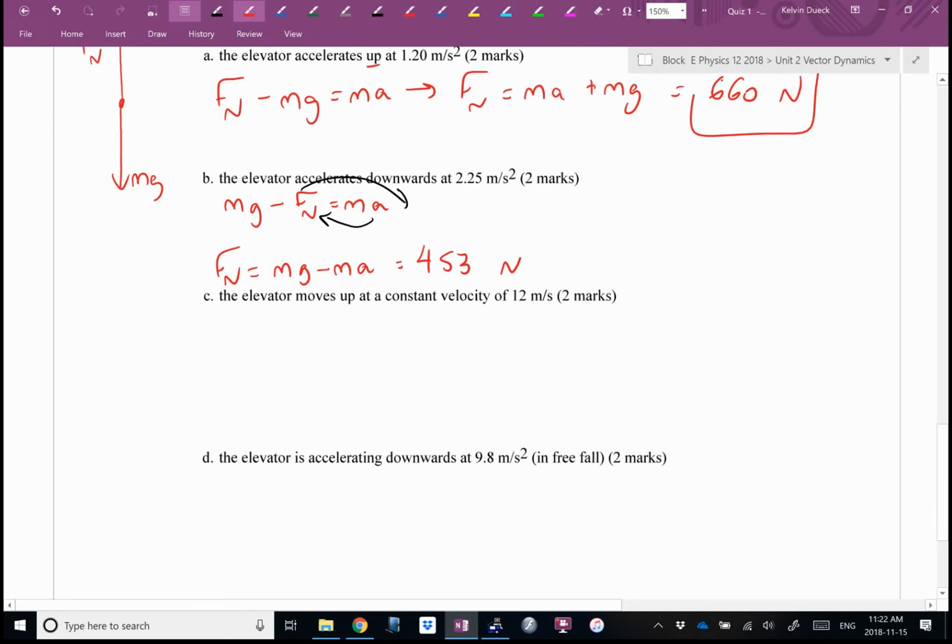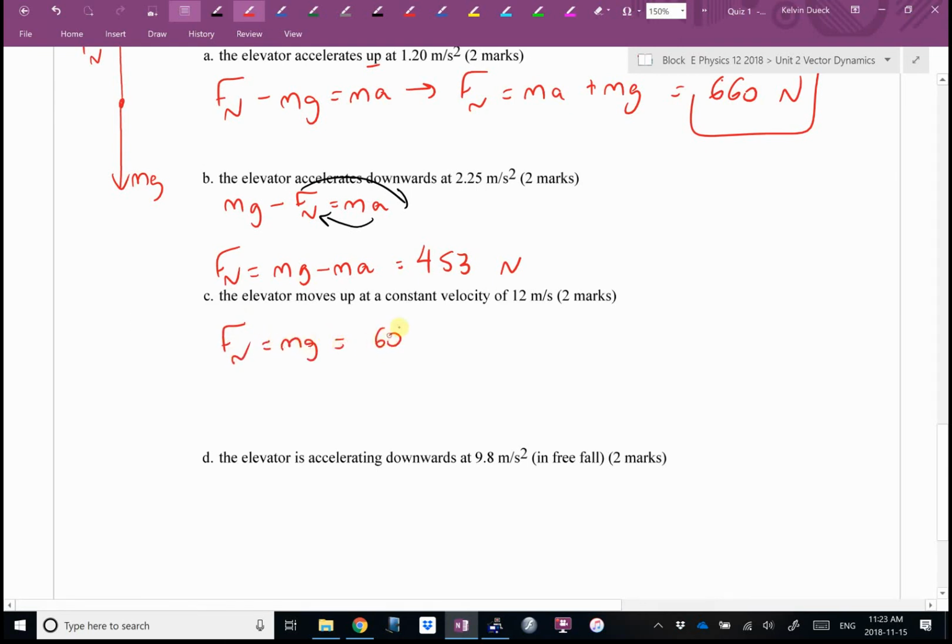What's the normal force if the elevator moves up at a constant velocity? If we're moving up at a constant velocity, who's winning? No one. It's a tie because constant velocity. I'm not moving up. I don't care. It's a tie. So I can safely say normal force equals mg.